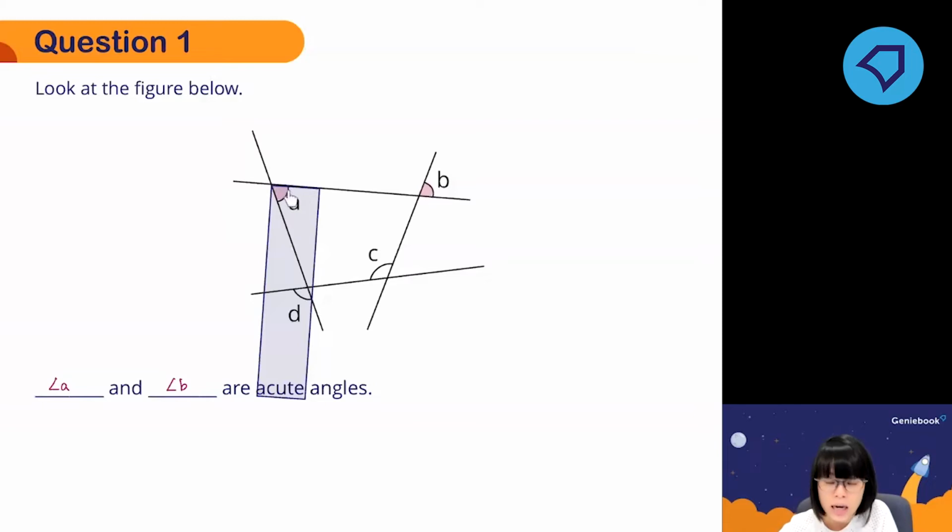So this is actually an acute angle because it is less than 90 degrees. Now let's take a look at angle B just to confirm.